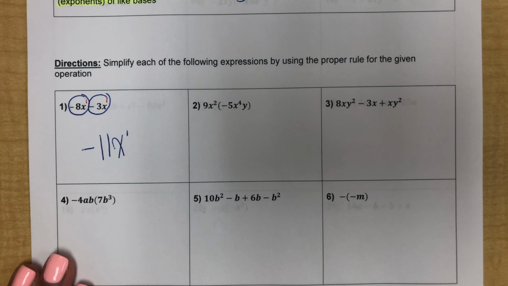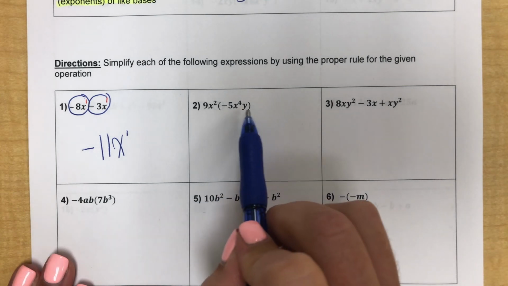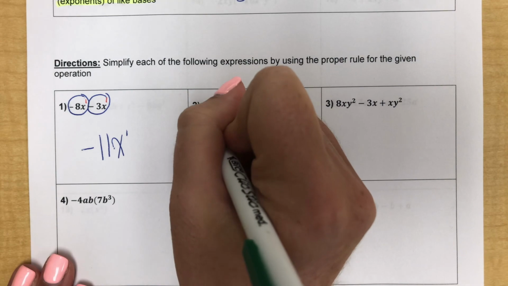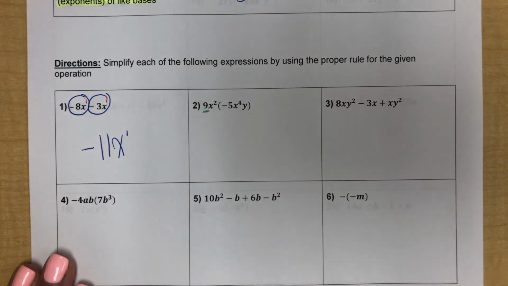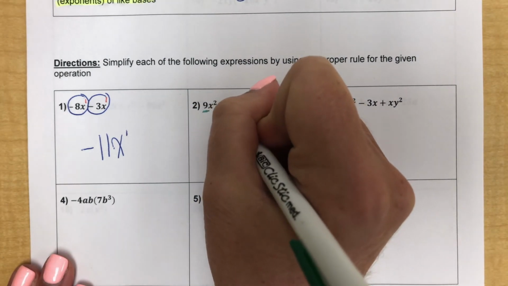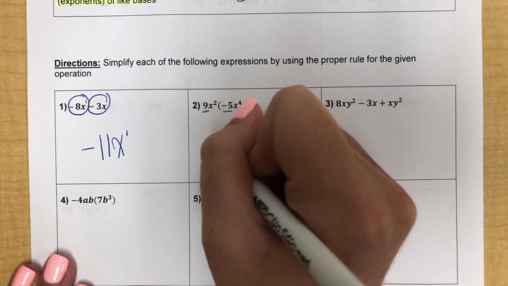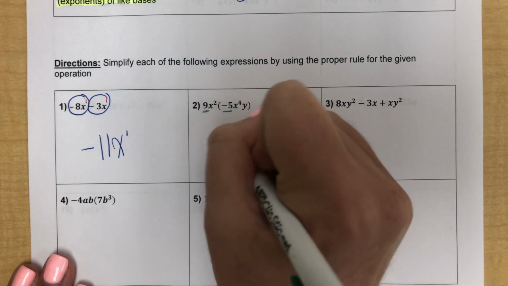That's number 1. Number 2, I know that this is telling me to multiply monomials because I see those parentheses, and parentheses tell me to multiply. So if I look back at those rules, the first step is to multiply the coefficients. Again, the coefficient on the first term is 9, and the coefficient on the second term is negative 5. 9 times negative 5 is negative 45.